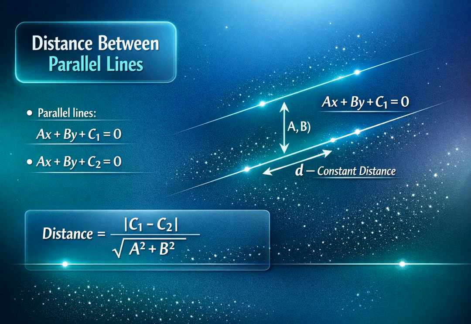The distance between two parallel lines ax plus by plus c1 equals 0 and ax plus by plus c2 equals 0 is the absolute value of (c1 minus c2) divided by the square root of a squared plus b squared. Parallel lines have the same coefficients a and b, just different constants. The distance is constant throughout their length.